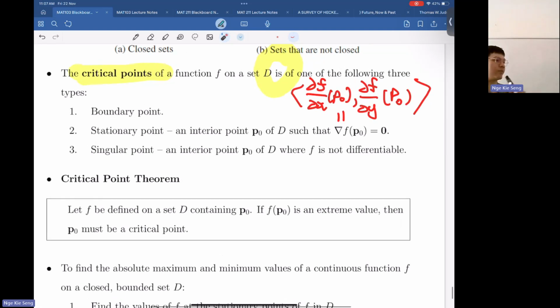So what are the critical points here? There are 3 types of critical point. One is the boundary point. Boundary point I just defined already, right? If you have a set, you need to go to your boundary. Where is the boundary? It is a point where if you put any ball around it, you can find points inside the set and not inside the set.